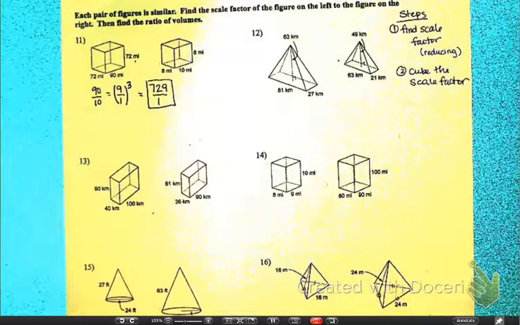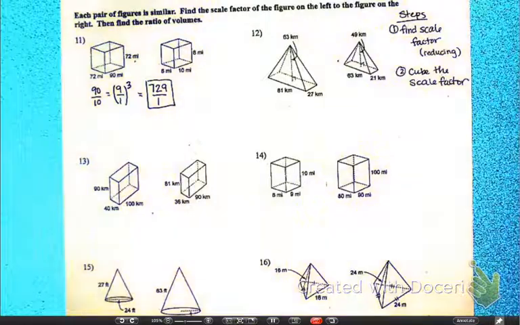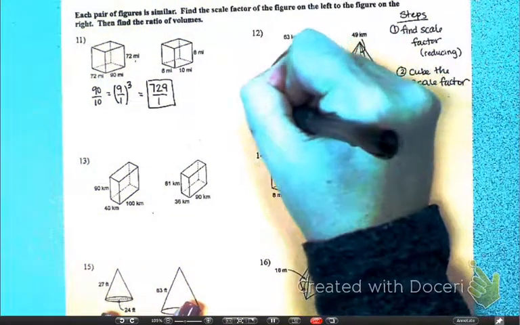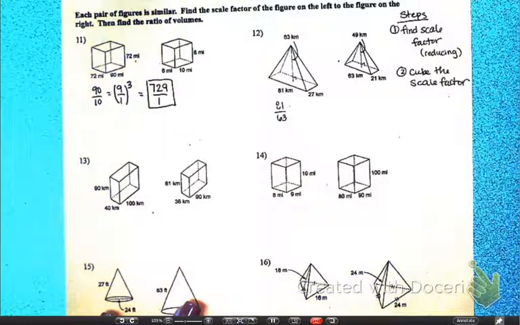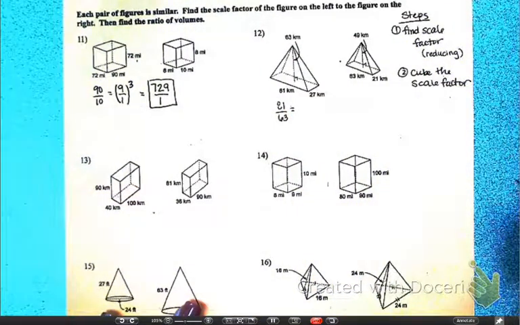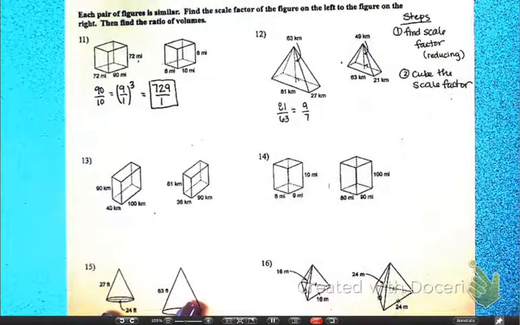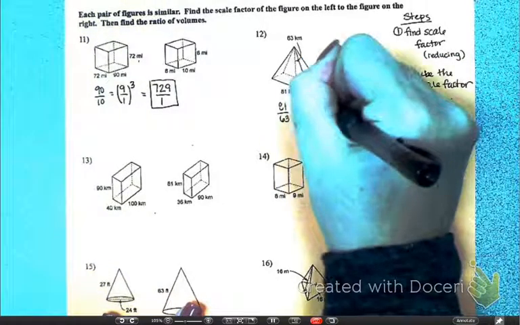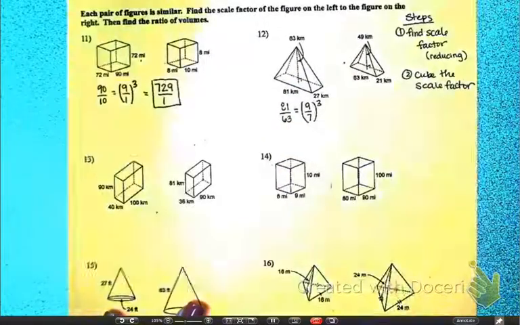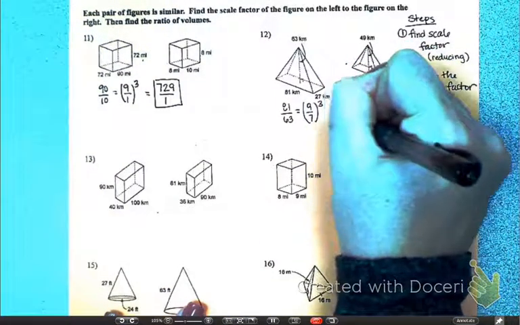Okay, just so you know, I added the second step. I forgot to do that. So cube the scale factor. What did we compare? Pick a side. Someone give me a side they compared. 81 over 63. Okay, if you used a different side, that's okay. You're going to get the same answer. I need to reduce 81 over 63. What goes into both of those? 9. So 9 over 7. So there's my scale factor. And then I need to cube 9 over 7. 729 over 343.